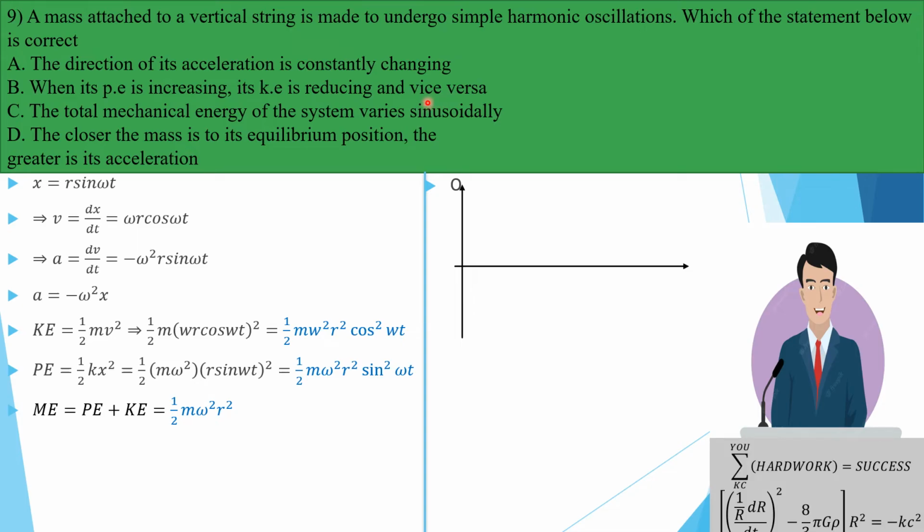B says that when its PE is increasing, its KE is reducing, and vice versa. Well, that's very true, right? Because you have the sine and cosine curves here. But again, I'm just going to demonstrate it over here. That B is correct, but let's just see why C and D are wrong.